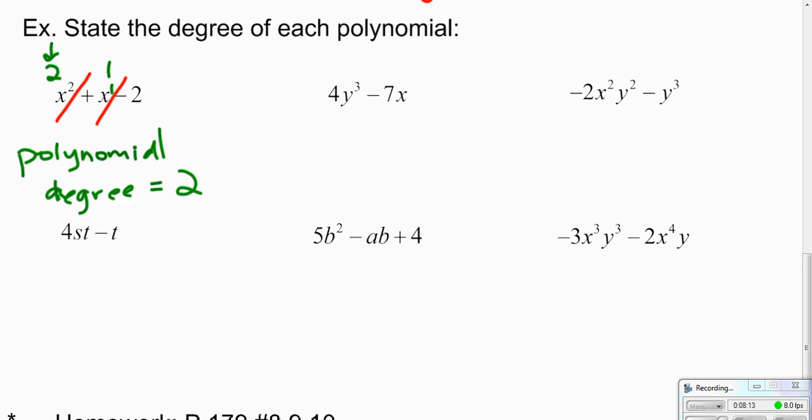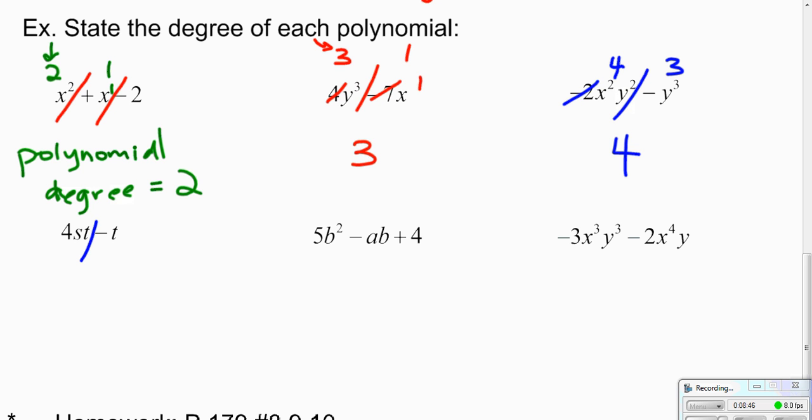Looking at the second one, splitting it up into the terms, we ignore the coefficients, only looking at the variables, so we have a degree 3 and a degree 1. So that means this polynomial is a degree 3 because that's the highest term. Split it up, we have a binomial. Don't need to worry about the coefficients. We have a degree 4 and a degree 3. So this polynomial is a degree 4.